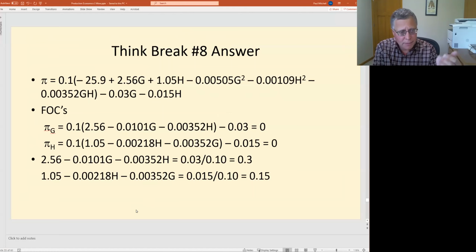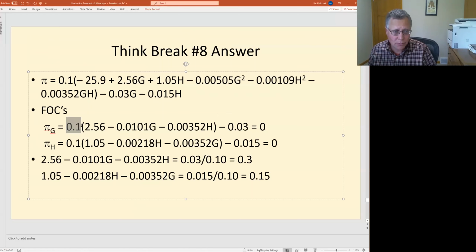What are the first derivatives? It's the same as before, except now you have 0.1 out here instead of the 0.14. And then this part's still the same. The marginal product inside here is the same. Same thing here. The marginal product inside the parentheses is exactly the same. All that's changed is you get a 10 cents out here instead of 14 cents.